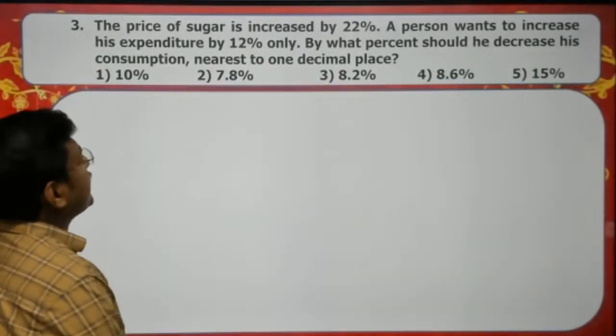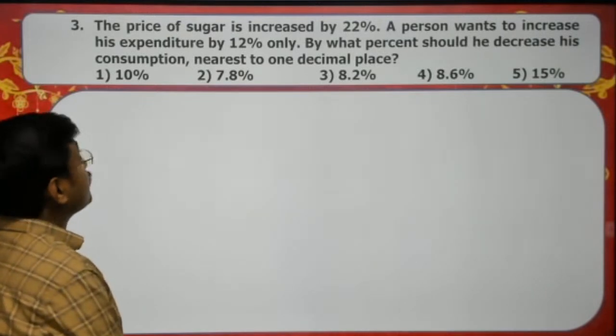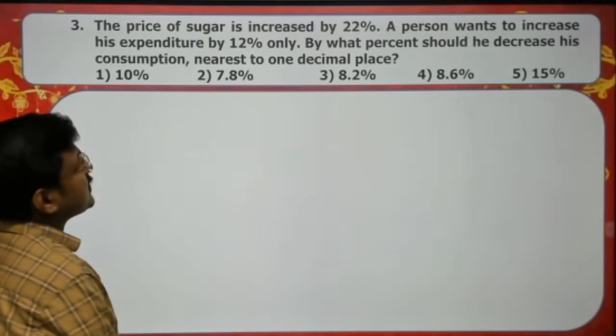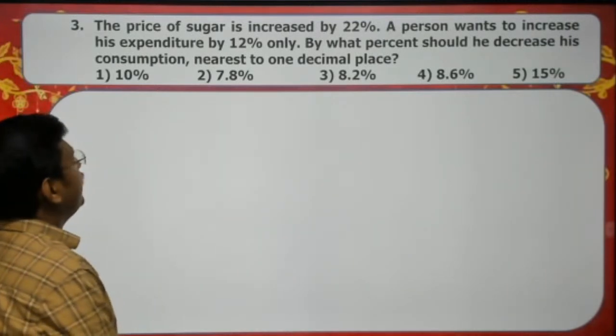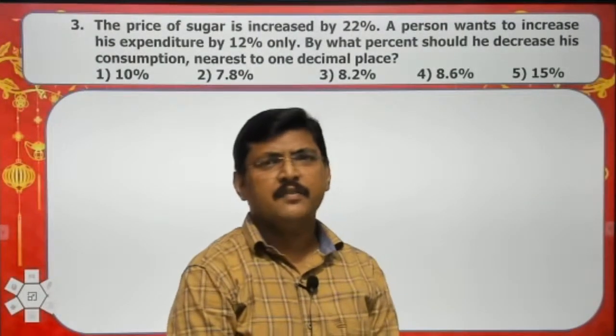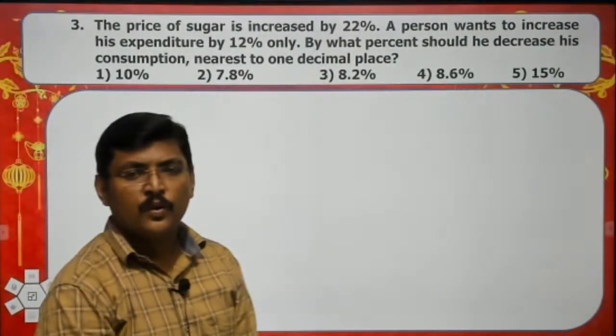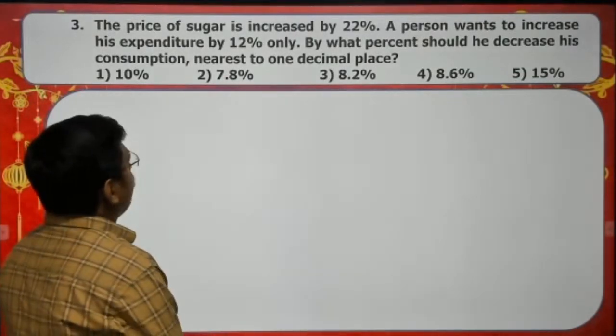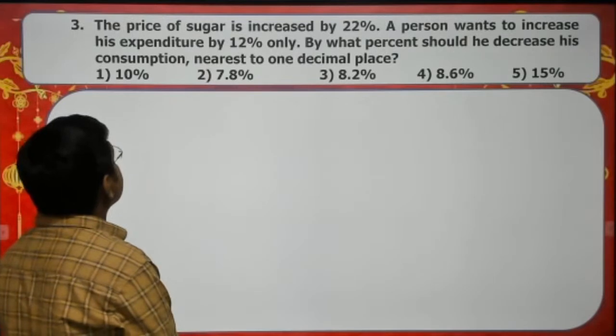The price of sugar is increased by 22%. A person wants to increase his expenditure by 12% only. By what percent should he decrease his consumption, near to 1 decimal place? We need to find the percentage, right? Here we just need to find only the percentage. So I am framing it like this. Listen carefully. By what percent should he decrease his consumption?